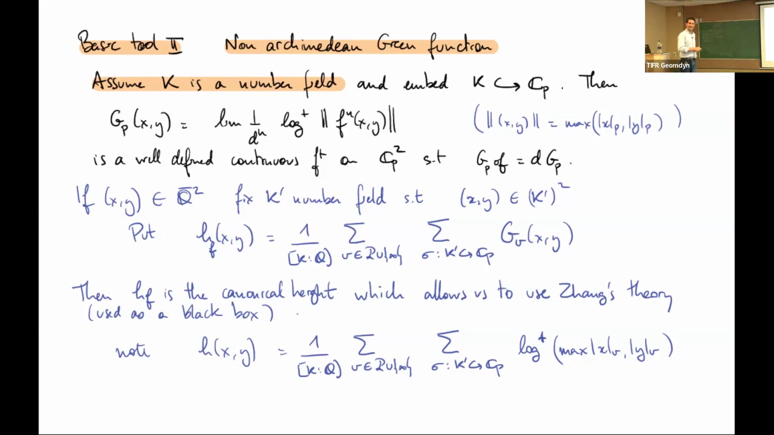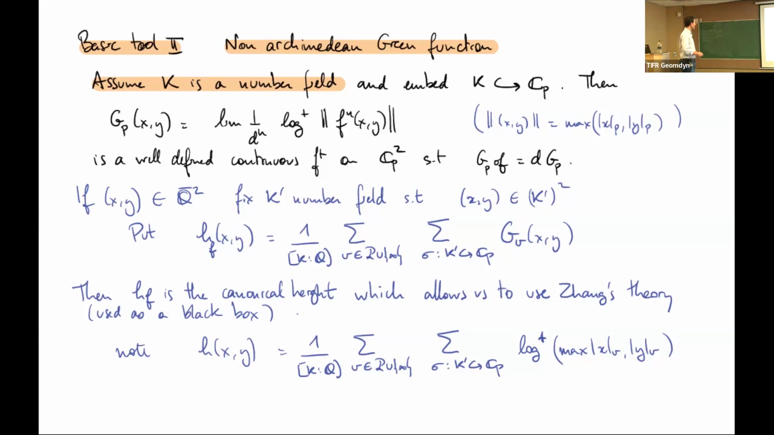Maybe just one comment on why you want to call this a height. You just have to look at the definition of the usual one. Downstairs is the definition of the usual height, which I defined at the beginning of the talk. You see it's very similar, except that you just have to replace this by the Green function. And actually, the Green function is just equal to this, except for finitely many places. So it really looks like a height, and it is a height.